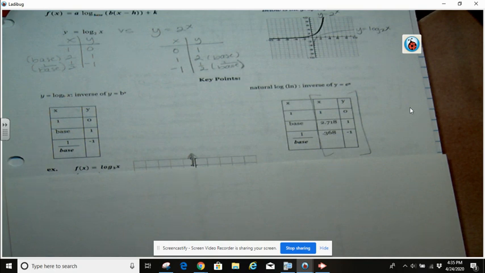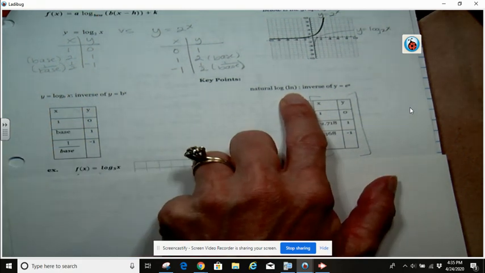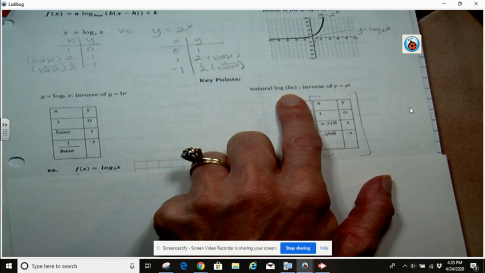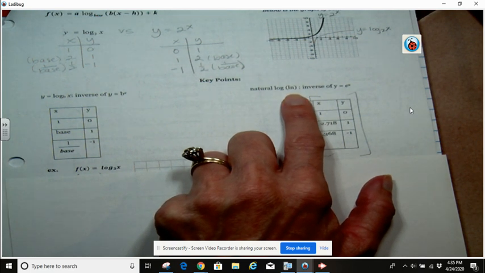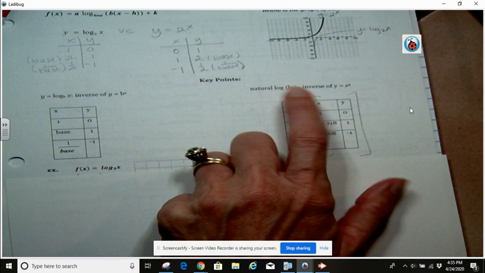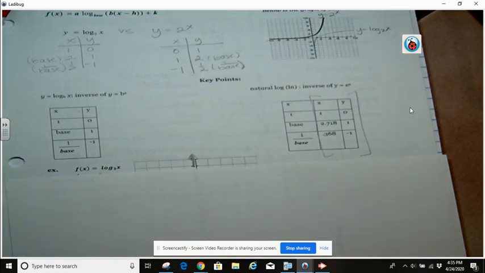Then we have something called a natural log. A natural log has a base of e, and we just use the abbreviation ln. E is like pi. If I say pi, you all know 3.14. Well, there is an irrational number that represents e, but we use 2.718. It's just like pi is a number that showed up in circles long ago. E was a number that showed up as a relationship in exponential and log functions long ago.